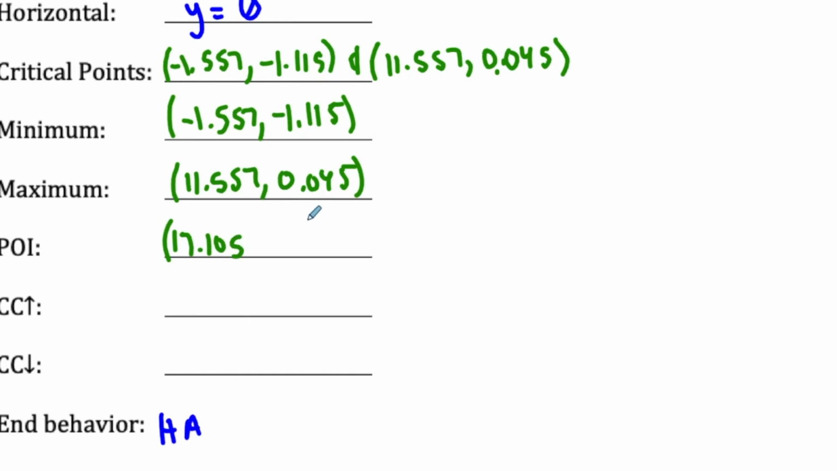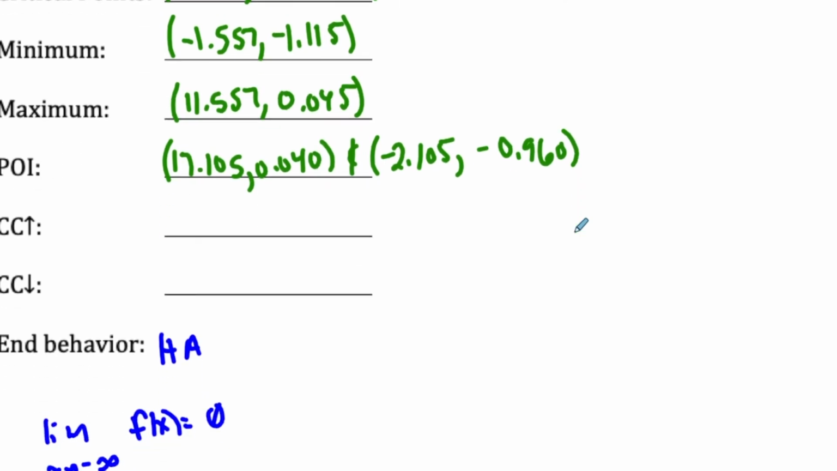So 17.105, the y-coordinate that goes with that is 0.040, so pretty close to that one. And the negative 2.105, the y-coordinate there is negative 0.960.